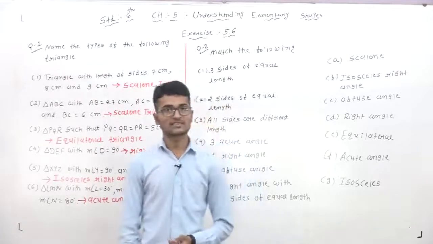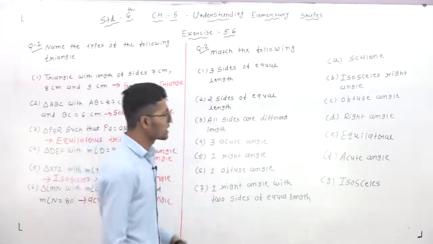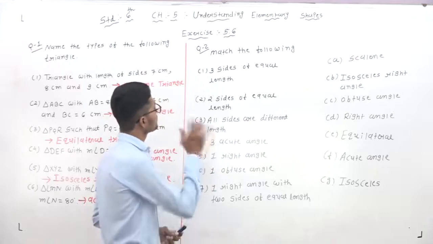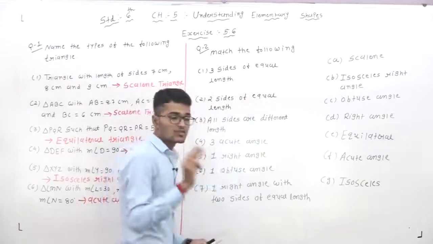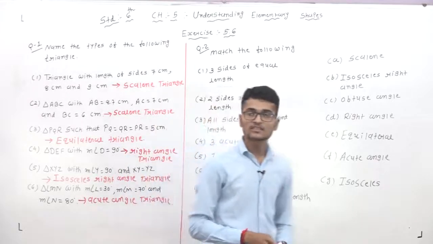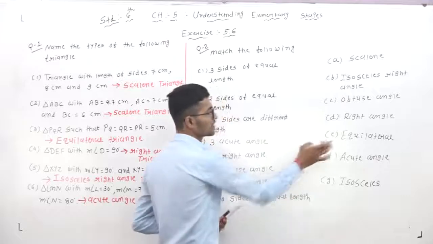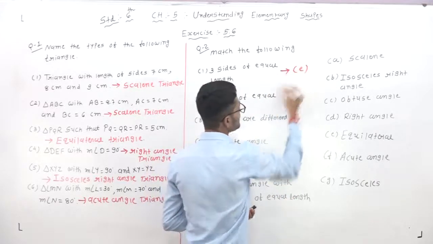Now to our next question. Our next question is match the following. Here two parts are given and we have to match them. First of all, three sides of equal length. It means which type of triangle? Three sides of equal length means equilateral triangle. So in this question the answer is E.